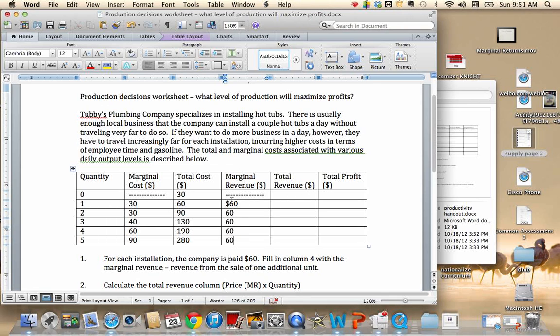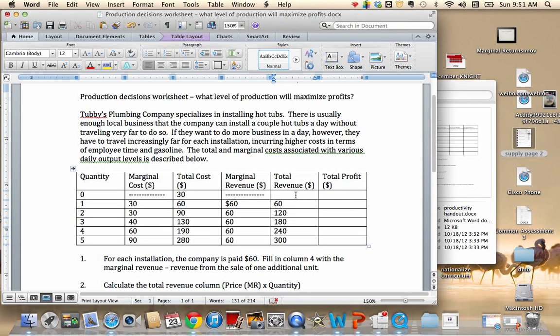Total revenue, this is the price, this is the quantity. So our total revenue is going to be 60. When we install 2, it's 120. When we install 3, it's 180. When we install 4, it's 240. And then when we install 5, it's 300.